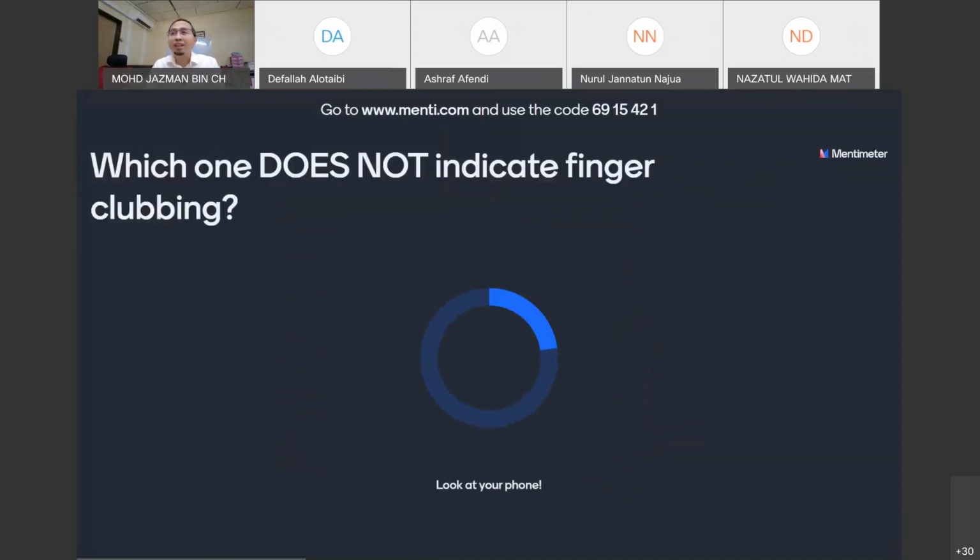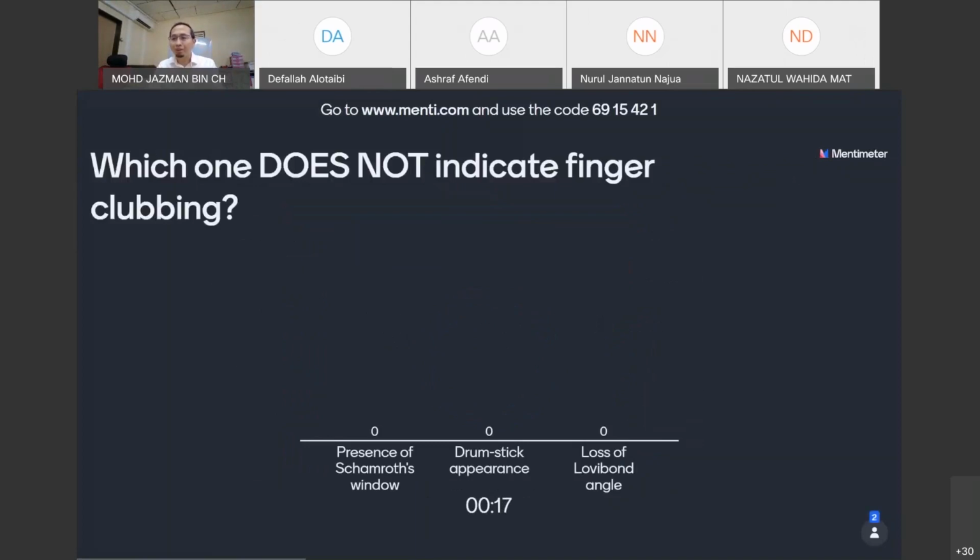Which one does not indicate finger clubbing? A. Presence of Schamroth window. B. Drumstick appearance. C. Loss of Lovibond angle. Okay, make your choice. 5, 4, 3, 2, 1.